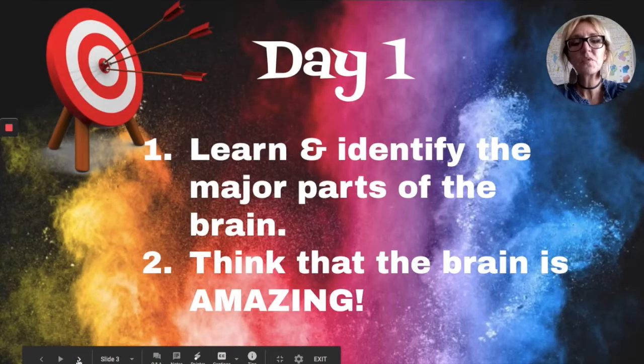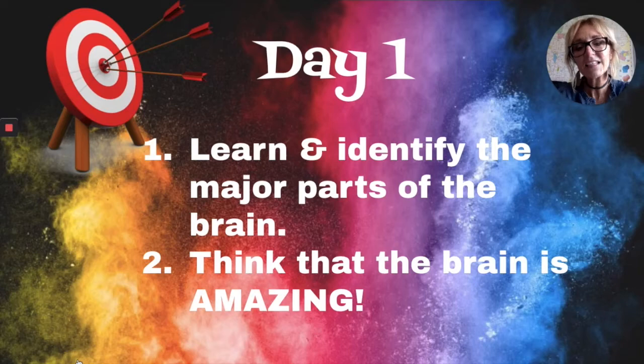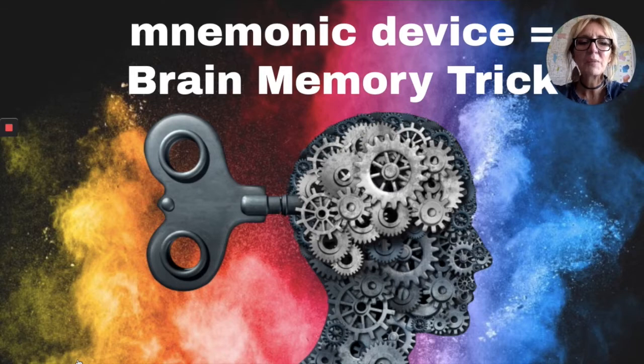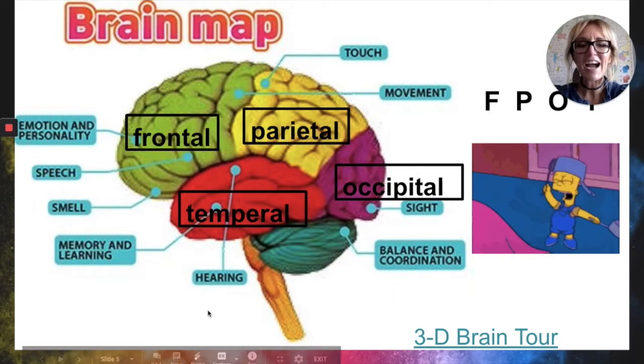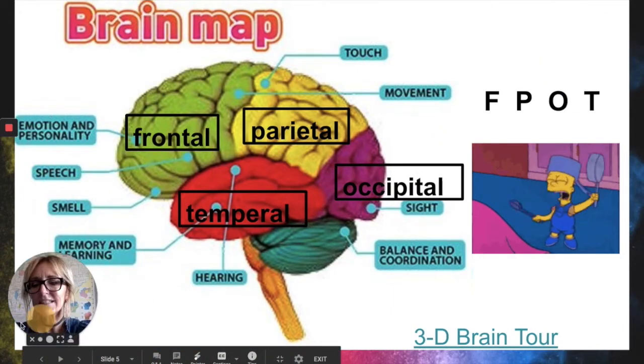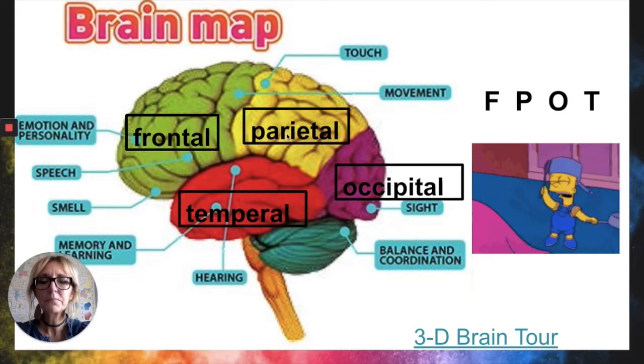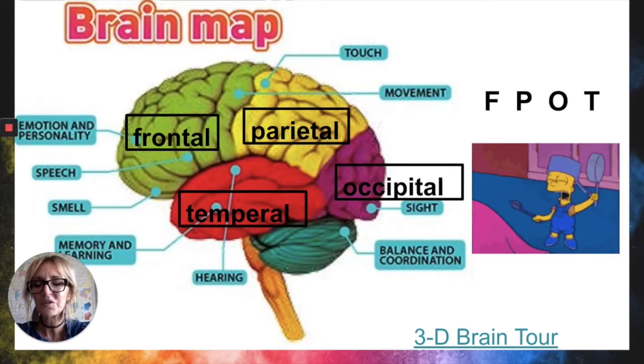All right, so day 1, we learned the identity of the major parts of the brain, and as a bonus, think your brain is amazing, but I think you should be doing that every day. And our mnemonic device is our memory trick that we use in order to help us to remember. So we put some mnemonic devices to these new brain lobes because they're hard. We had nothing to connect our neurons to. So we said, think frying pot, and a frying pot, the P-O-T, F for frontal, P for parietal, O for occipital, and T for temporal. And back in the day, you were like, I still don't know what those words are. So we came up with some ways to remember those.